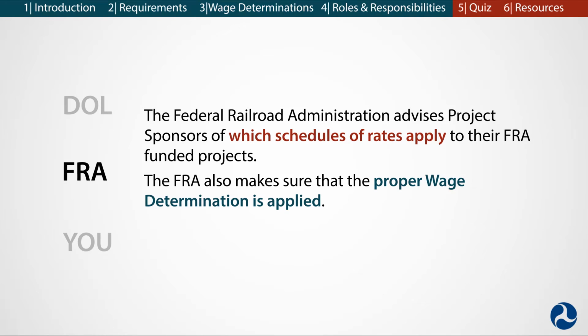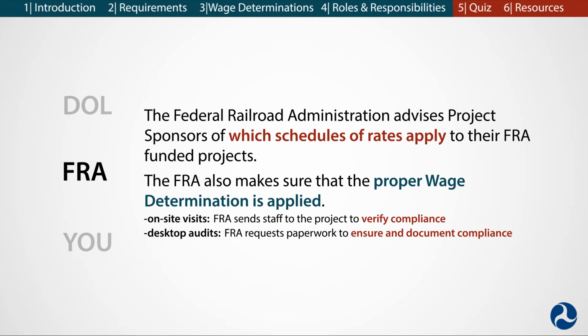To do so, FRA conducts on-site visits and desktop audits. For on-site visits or routine audits, FRA sends its staff to the project to verify compliance with the DBA. For desktop audits or remote audits, FRA requests paperwork from project sponsors to ensure and document DBA compliance.